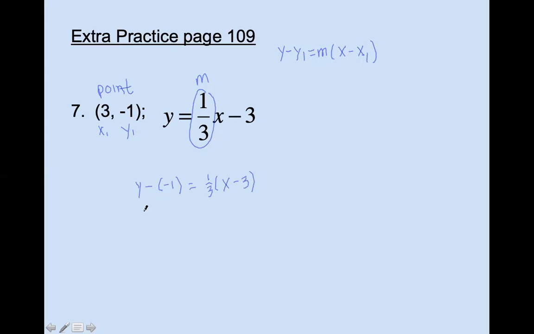All right, I'm just going to clean this up a little bit. Minus a negative is the same as adding. All right, so this is point slope form. Note, you don't need to change it to slope intercept. This is a totally valid, correct way to write the equation of a line. So that's what it looks like. It has the same slope as this given line, but it passes through a different point.